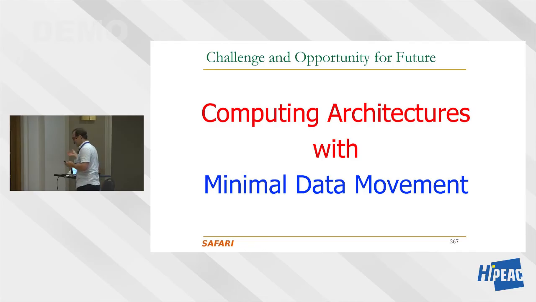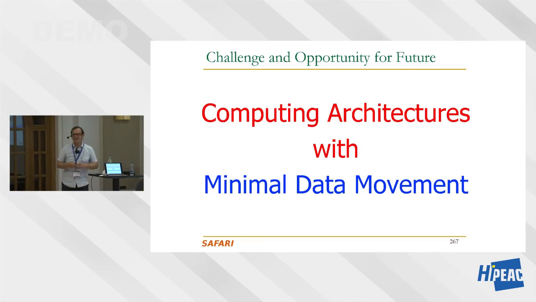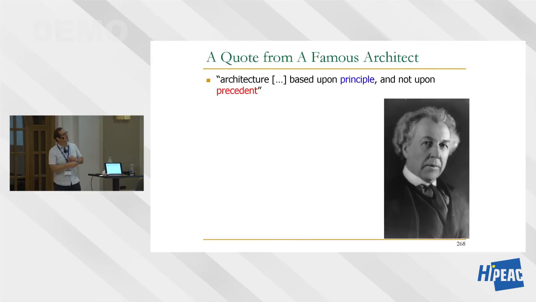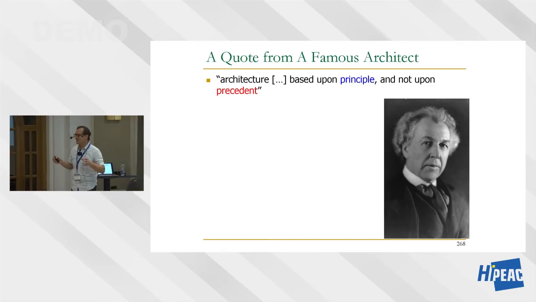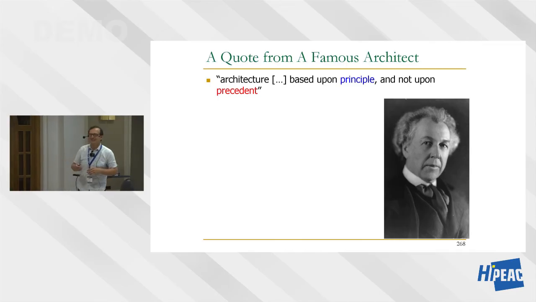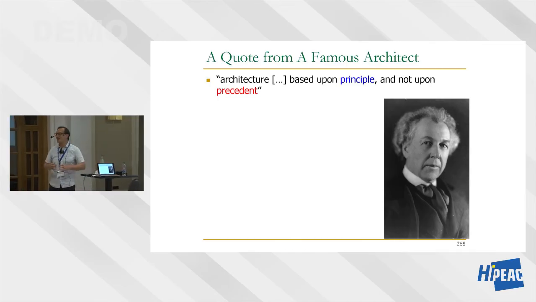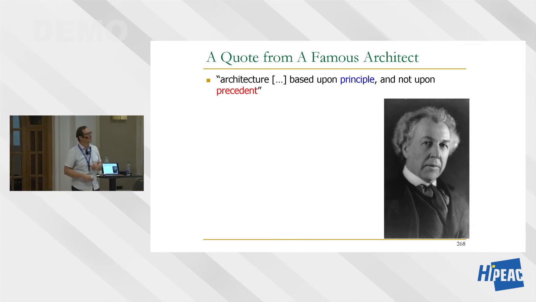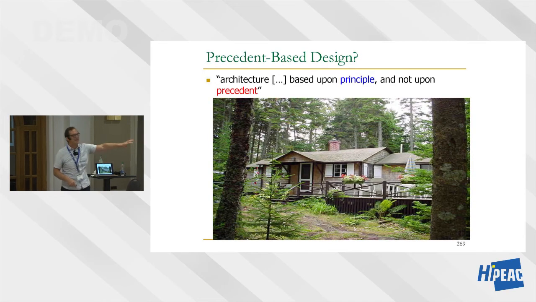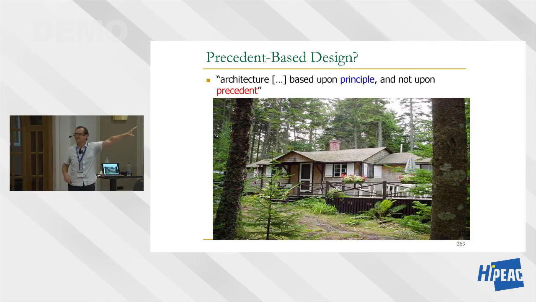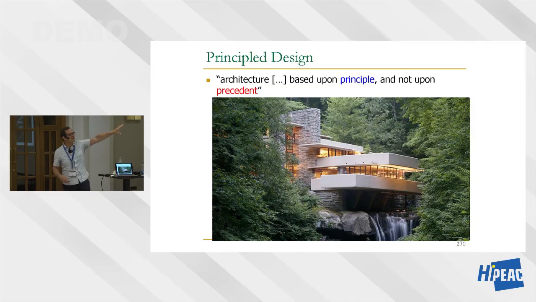Now let me also talk about philosophy a little bit. A very famous architect said this: architecture should be based upon principle and not upon precedent. Can anybody guess who this architect is? Not a computer architect, this guy. Frank Lloyd Wright. He is basically the, let's say, father of modern American architecture, but also a lot of architecture in general. He was a very principled man, very headstrong, and because of his principles, he didn't design this. He thought this is precedent-based, meaning everybody does this, right? Now let's do something much more principle-based, and this is what he designed.